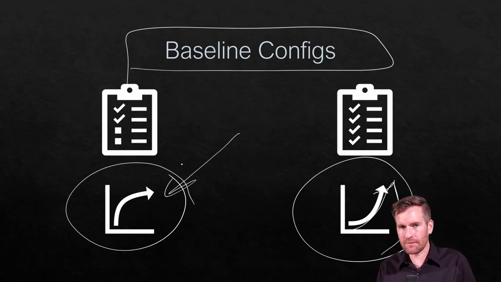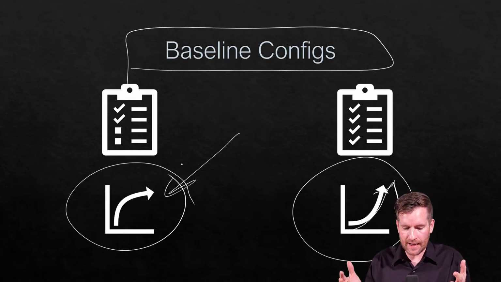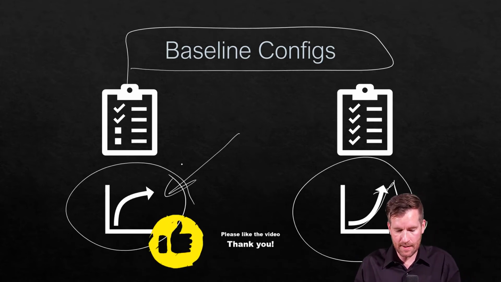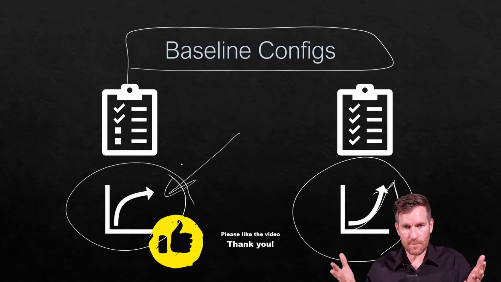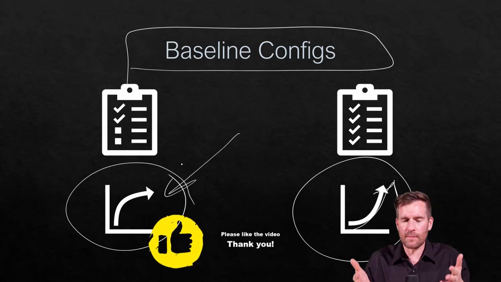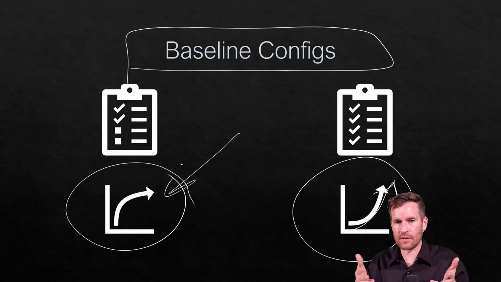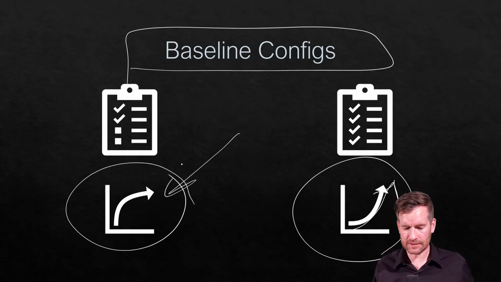The baseline configuration is going to be a capture of what the device looks like. Maybe it's the performance, in the case of the example I'm giving right here. It's a capture of the performance, so we understand how the equipment has been operating. So when something goes awry, we can compare it to that and see what the differences are.